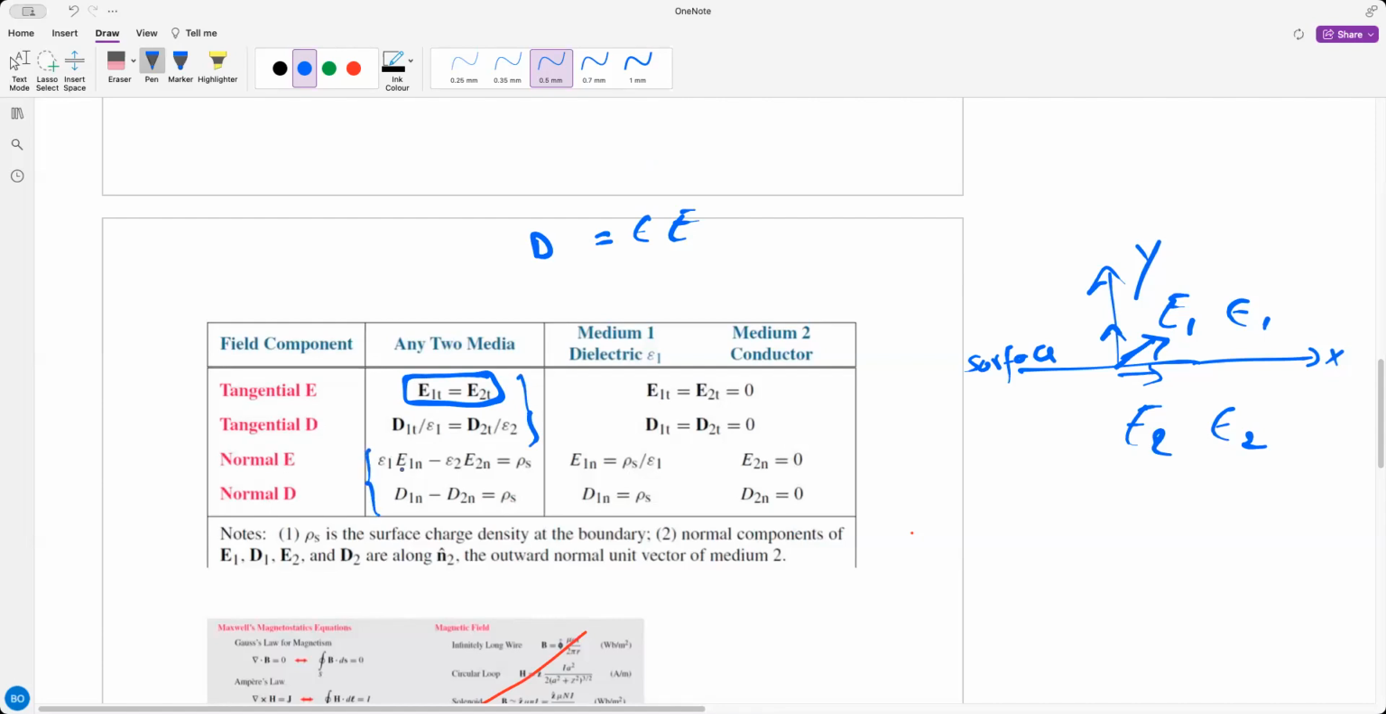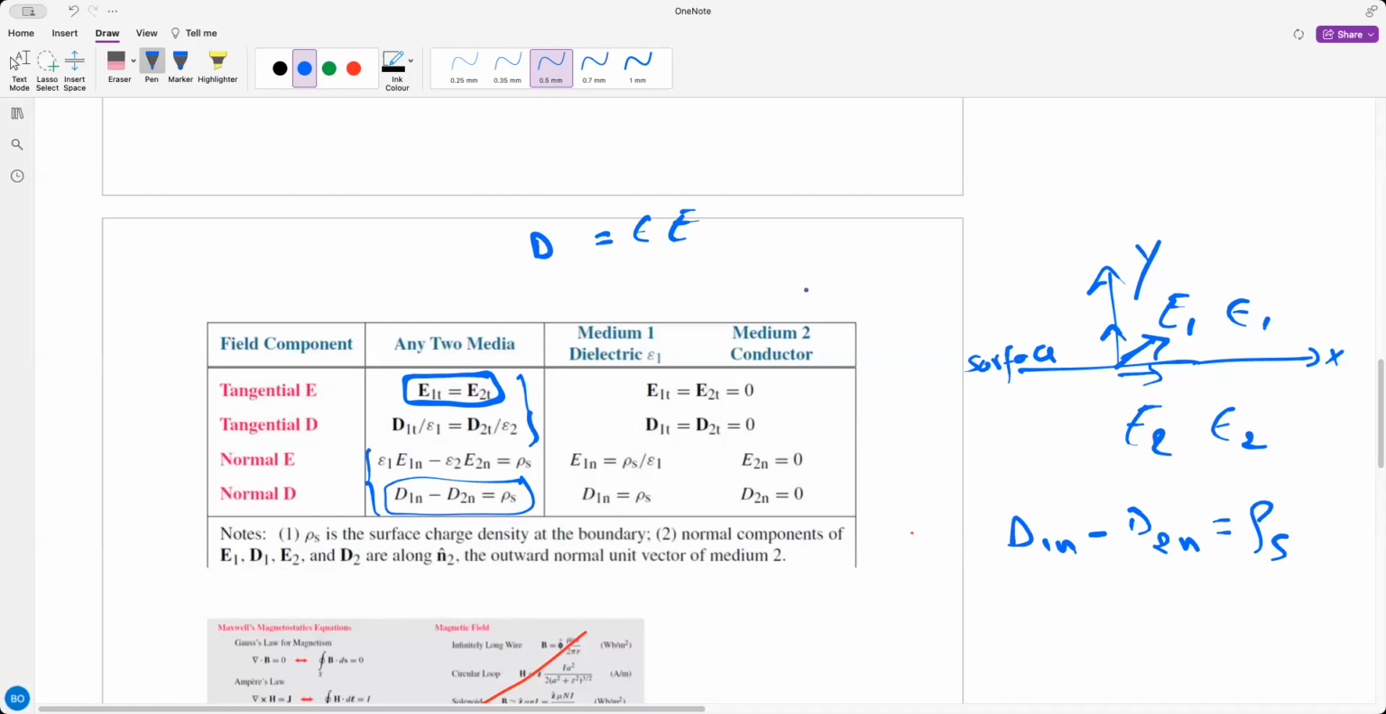You can see that for the normal component of the electric flux density at the surface, the difference is equal to the surface charge density at the interface between the two media. Okay, so this is very important.